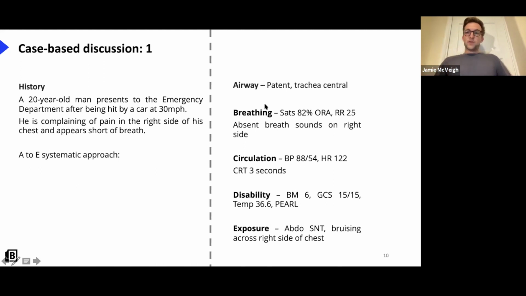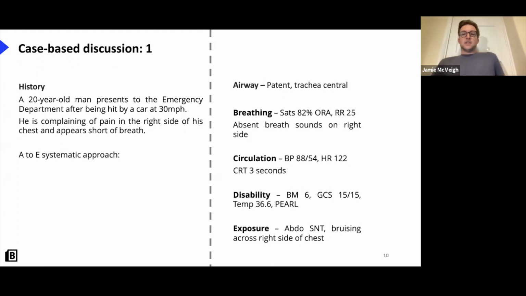So I've got 3 cases to discuss, okay? And I've deliberately left them quite vague because I want you to think about it. So we have got a 20-year-old man who has been hit by a car at 30 miles an hour, and he walks into the emergency department. He says he's got severe pain in the right side of his chest, and he's feeling short of breath. Okay. In this scenario, as with most scenarios in the hospital, the A-to-E approach is the best way to go.